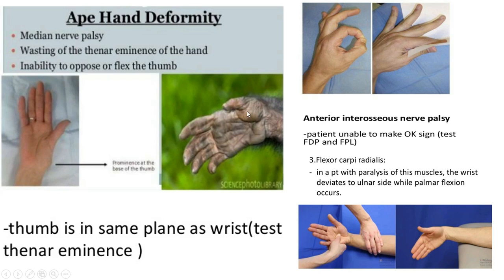What do you mean by ape thumb deformity? It is due to median nerve palsy, wasting of the thenar eminence of the hand, with inability to oppose or flex the thumb. This is called ape thumb deformity. And on attempt of flexion of the wrist, there will be ulnar deviation because of weakness of flexor carpi radialis.